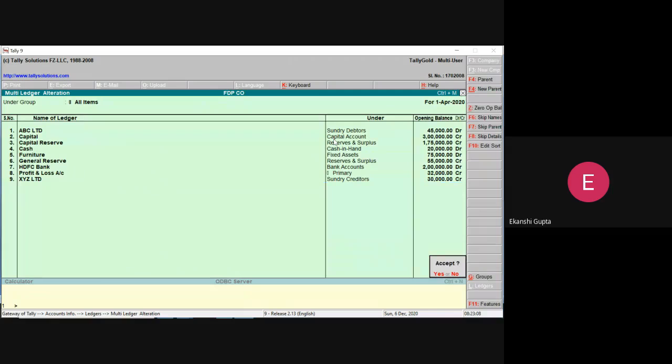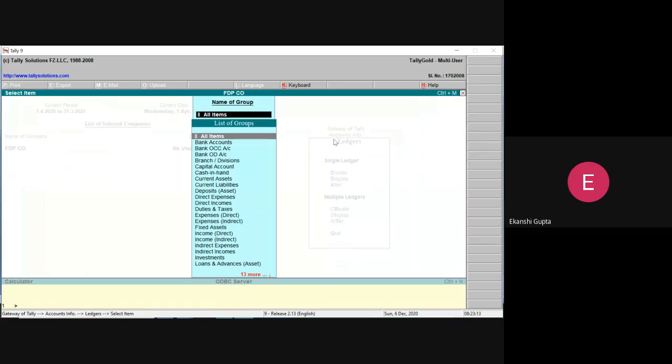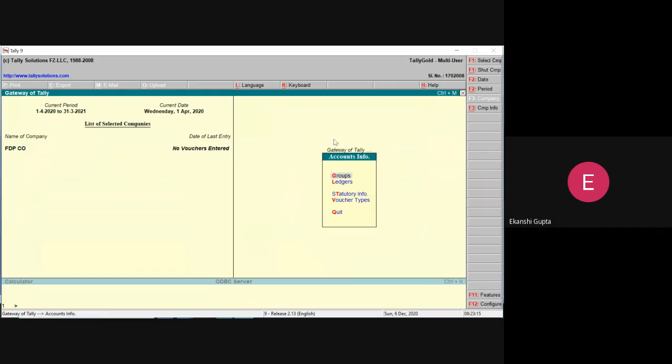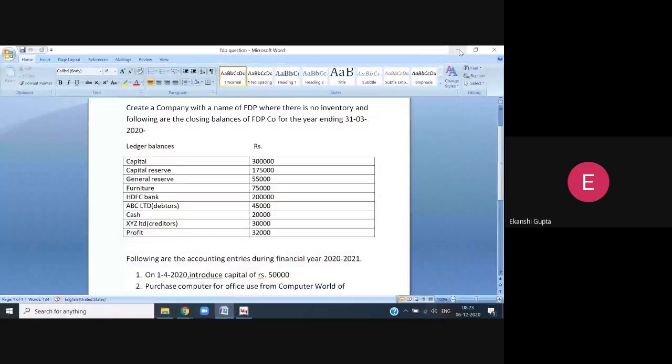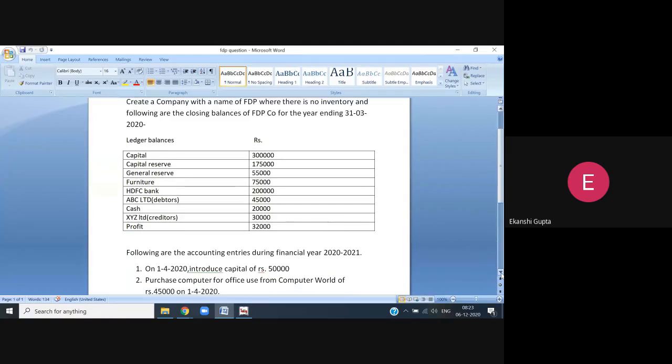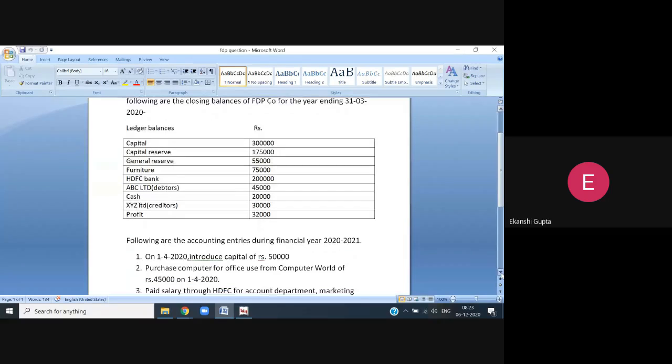I'm just pressing enter and I'll save this data. Now I'm pressing escape, coming out of it. Going back to the question. So you have created ledger balances.